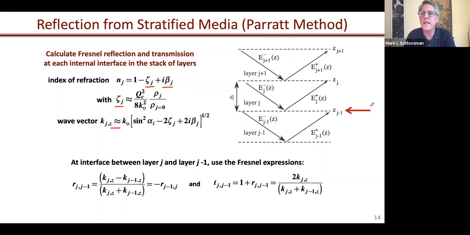So at the interface, let's say here, this interface that I've indicated by this arrow right there, that's the interface between layer j and layer j minus 1. We use the Fresnel expressions for the reflection and transmission at that interface. And these are just exactly the expressions we had a few moments ago. I showed you the Fresnel reflection. I don't think I showed you this equation, though I actually derived this for you by words. This is from one of the boundary conditions that the T is 1 plus R. And so from that, you can also figure out the expression for the transmission coefficient in terms of these wave vector components.